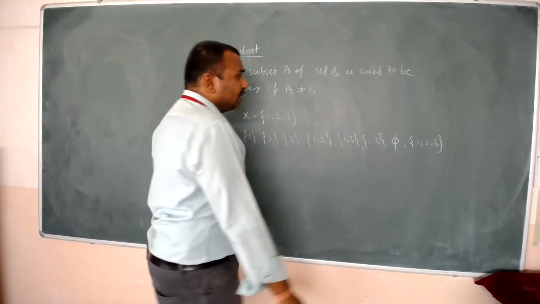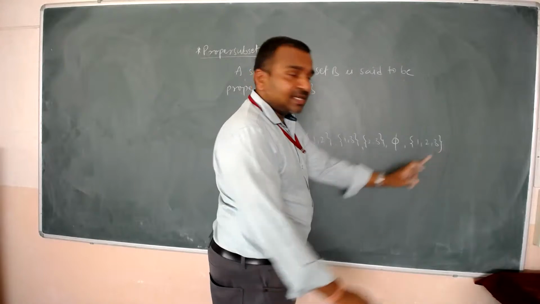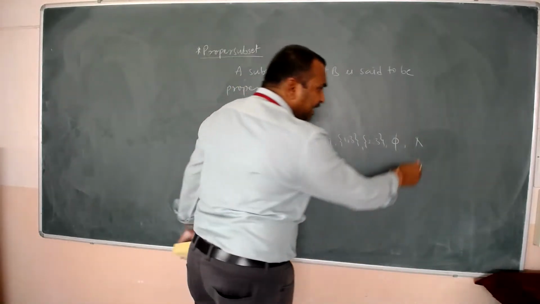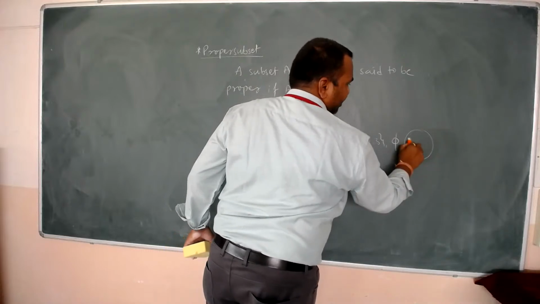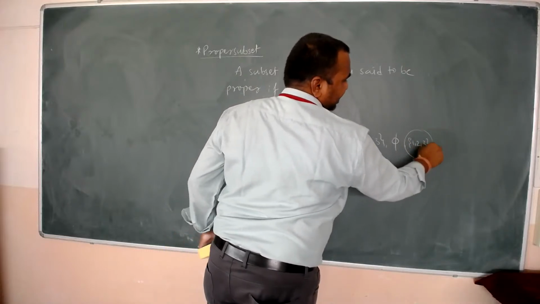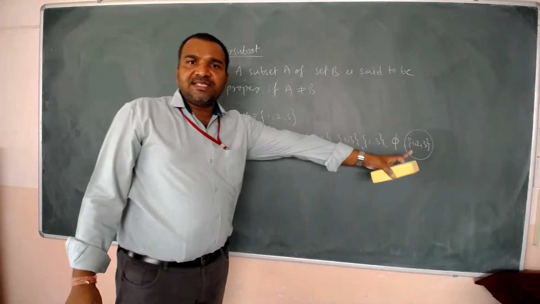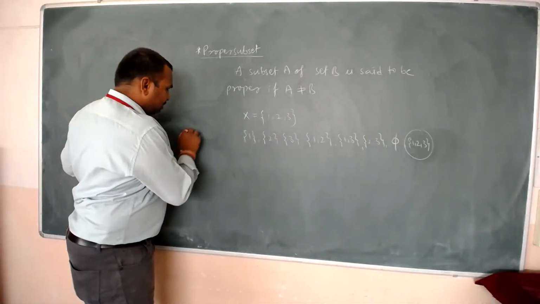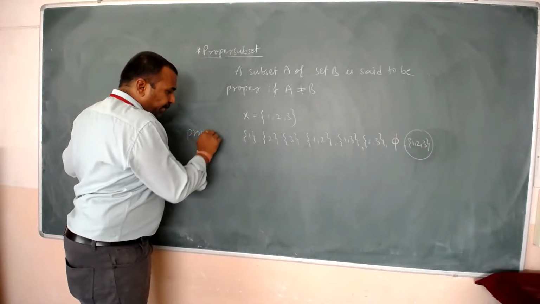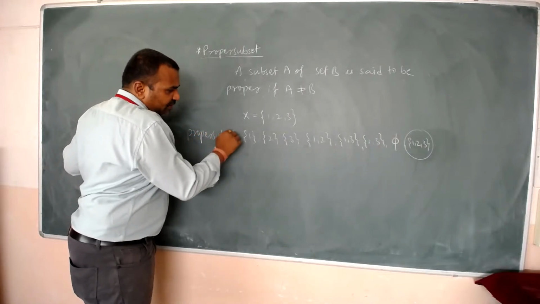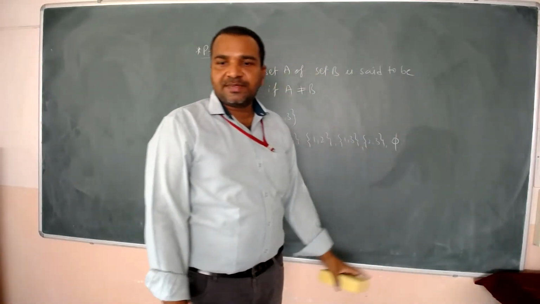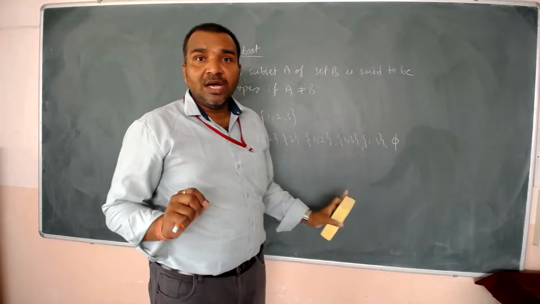In that, this {1, 2, 3} is nothing but X again. So except this set {1, 2, 3}, that is itself, all remaining subsets are called proper subsets. So all these are proper subsets. This is not a proper subset. It is a subset, but not proper.